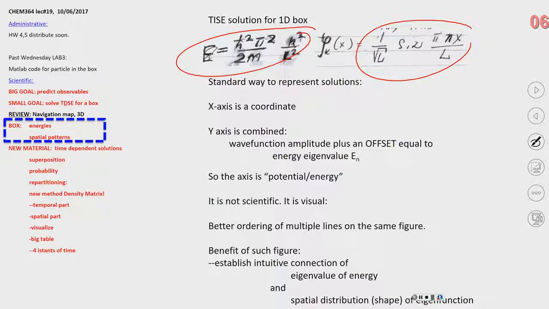And you may have seen it. Every textbook does it. So we can set up x-axis as position and y-axis as ambiguous axis. On one hand, it will be energy. On another hand, it will be either wave function or probability density. So you kind of add together energy and probability.